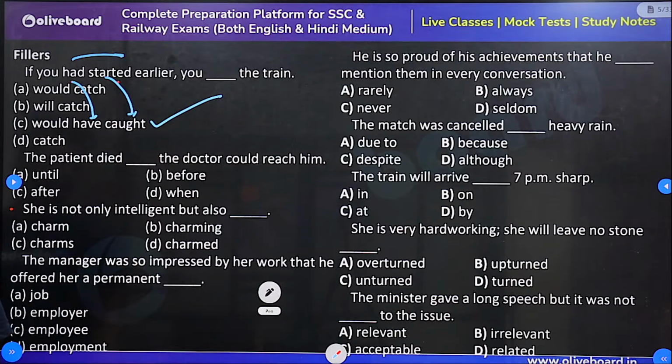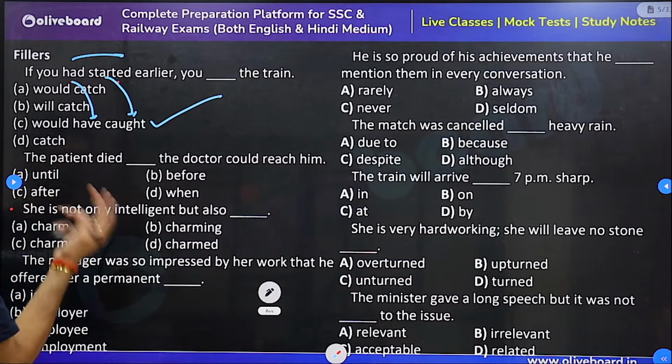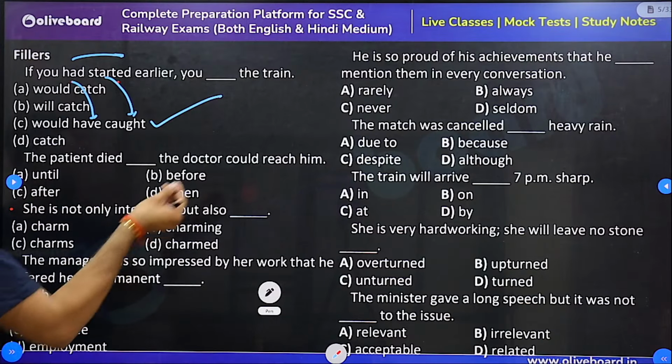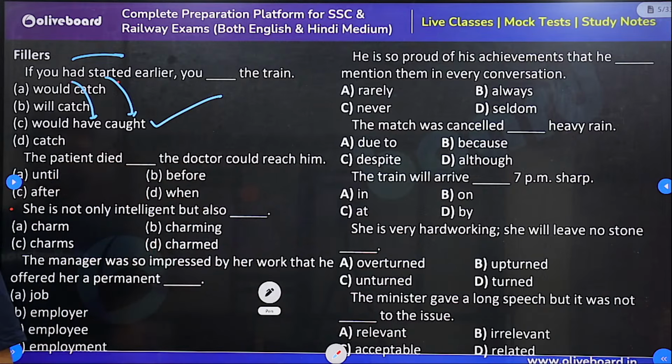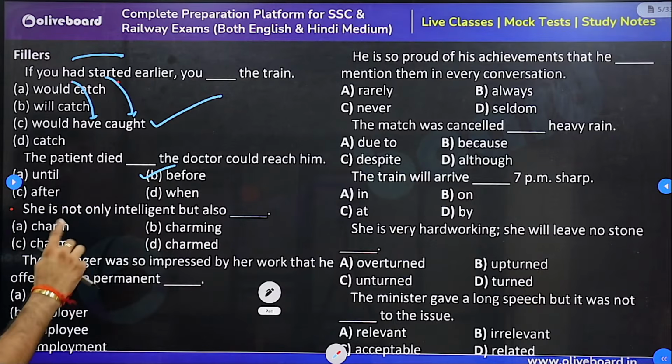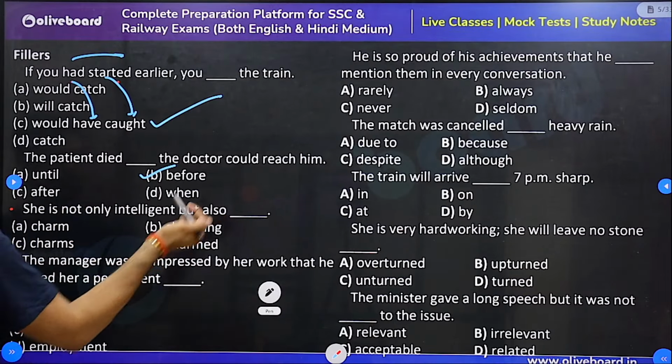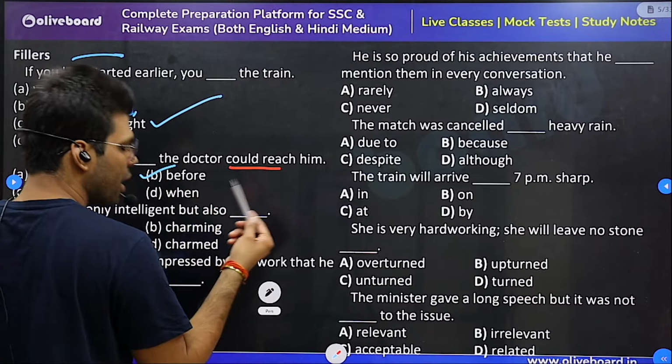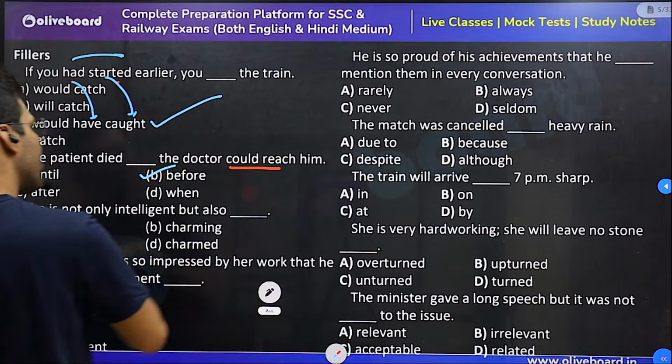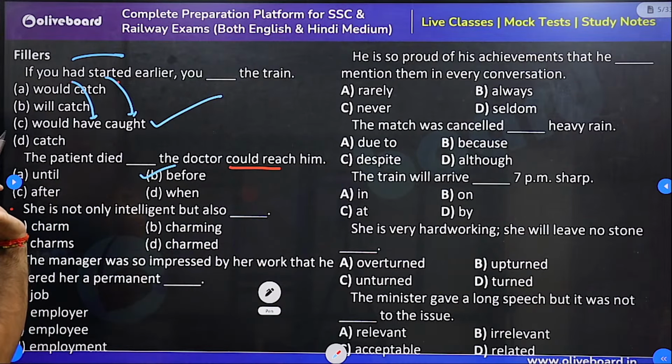The most appropriate one: the patient died, the doctor could reach him. If the doctor reaches, then there's a possibility he might save him. So the only option, not after, illogical. When the doctor could reach, it's showing that possibility. Before I could reach there, the train had departed, something such.